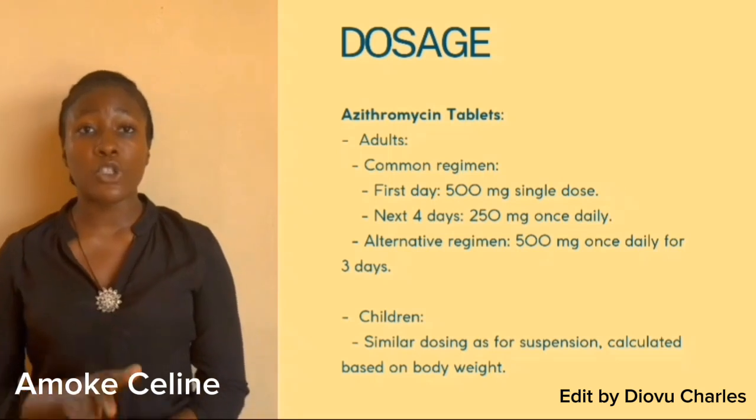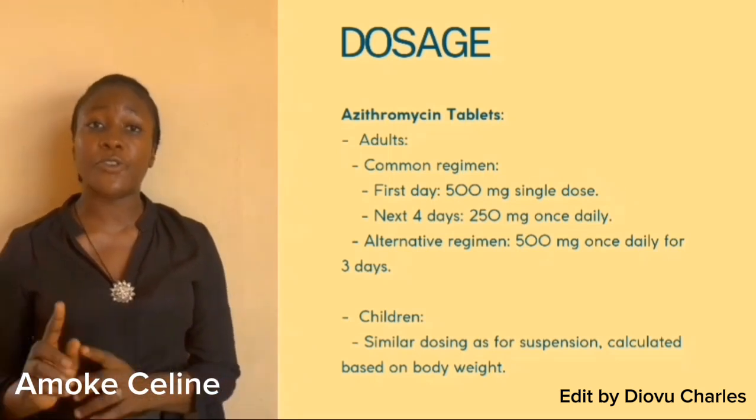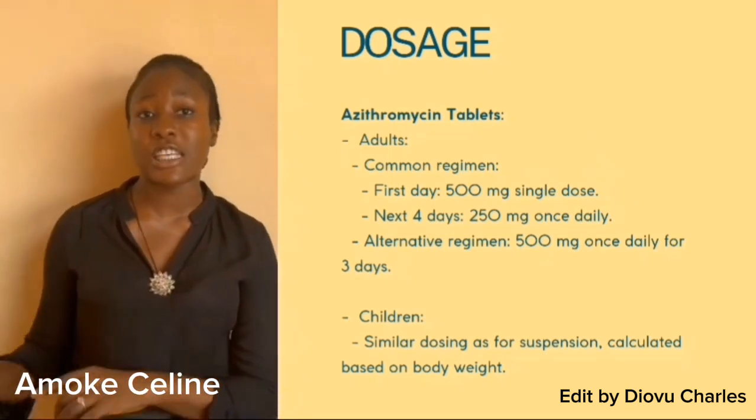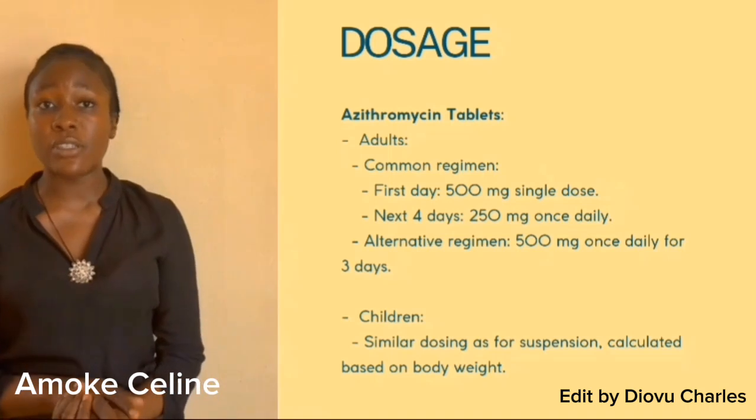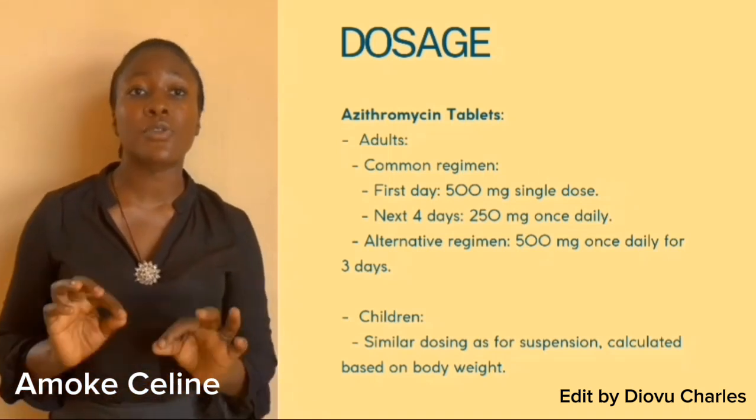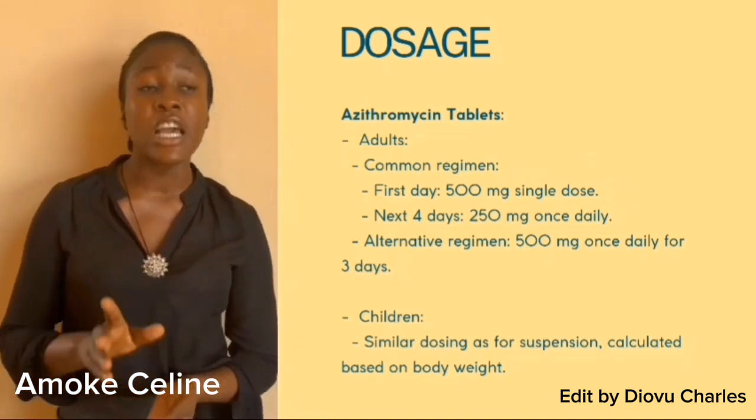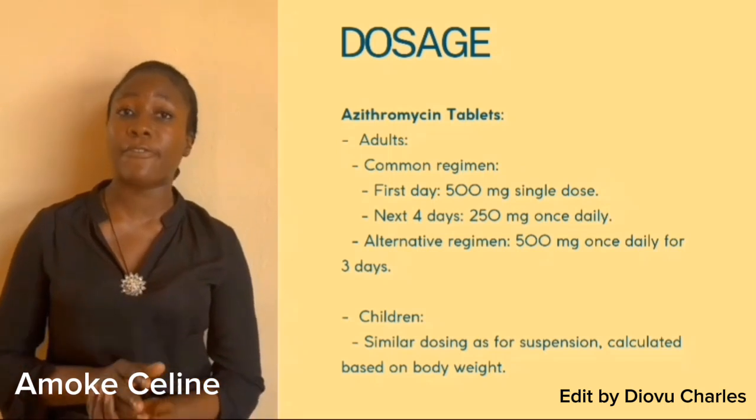Now we'll be discussing the appropriate dosage of these drugs. For azithromycin, children should take 10 mg per kg for the first day and 5 mg per kg for the next 4 days. For adults, they should take 500 mg for the first day and 250 mg for the next 4 days. The duration of this drug is once daily for 5 days.